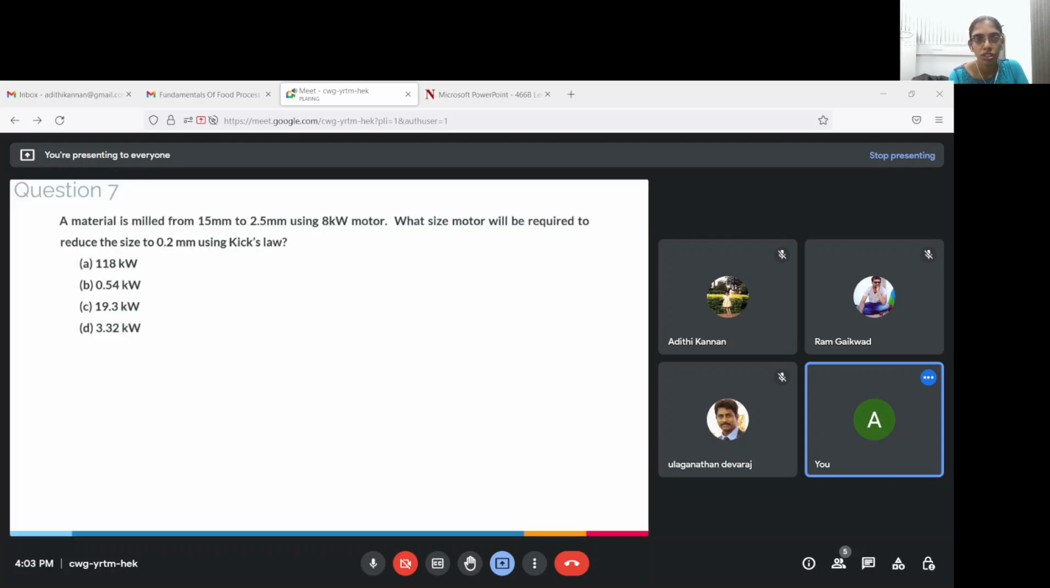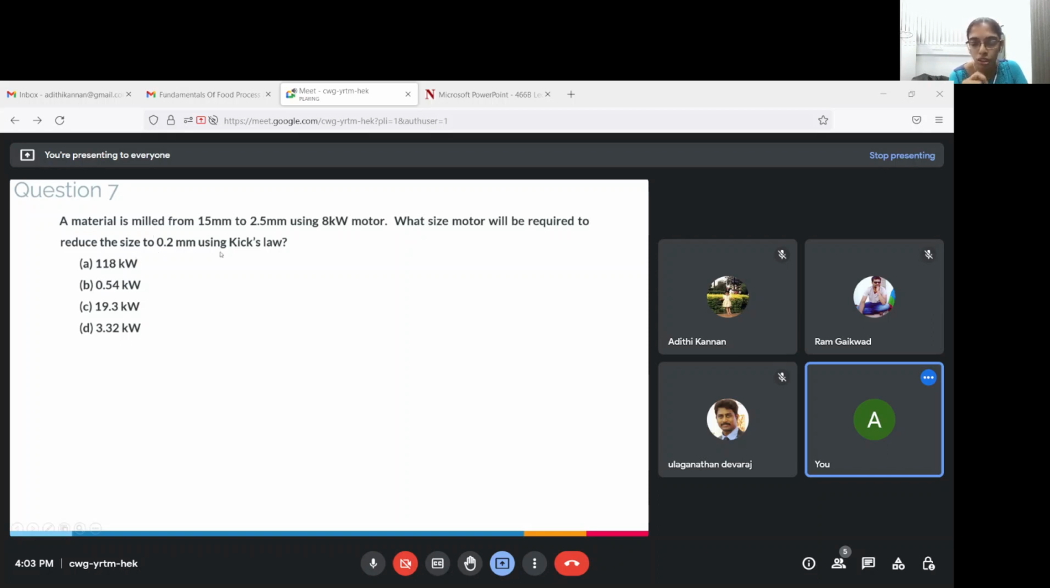So moving on to question 7. If you guys have any doubts, you can just stop me there and ask. Question 7. A material is milled from 15 millimeter to 2.5 millimeter using an 8 kilowatt motor. So what size motor will be required to reduce the size to 0.2 millimeter using Kick's law?